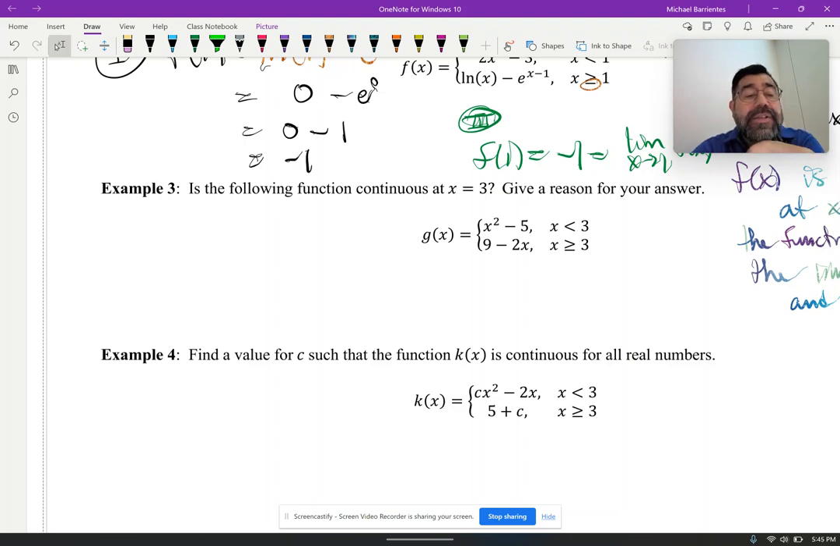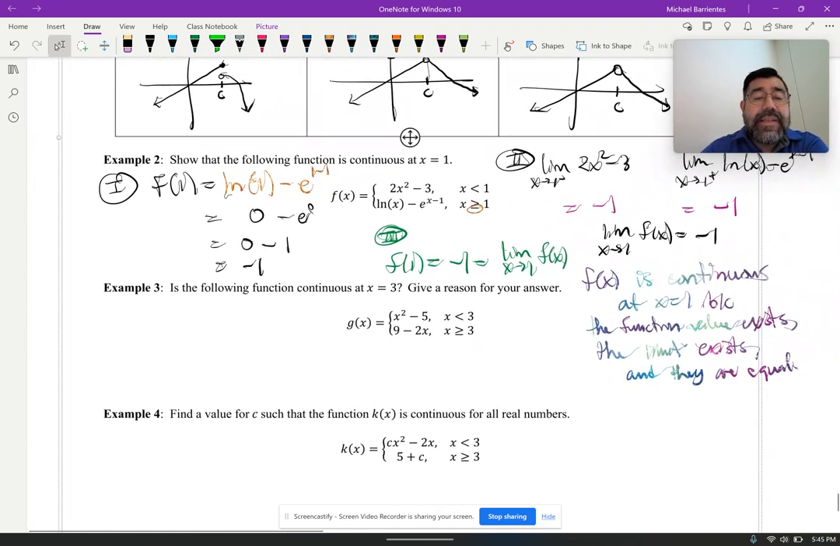I'm going to ask you to start example 3 by seeing if you can get this process started. Remember, we're checking for continuity. Continuity requires 3 checks. Does the function value exist? Does the limit exist? Are they the same? So pause the video and see if you can get going, and then turn it back on when you're ready to check your answer. I'll wait.